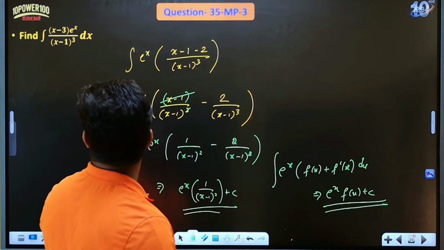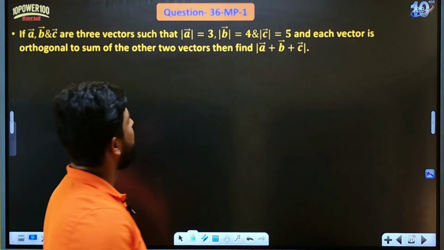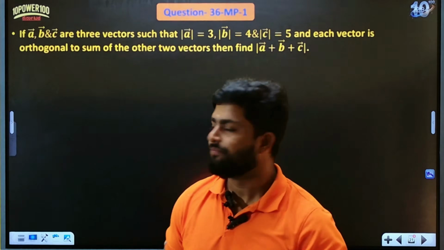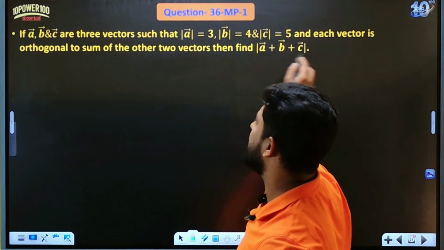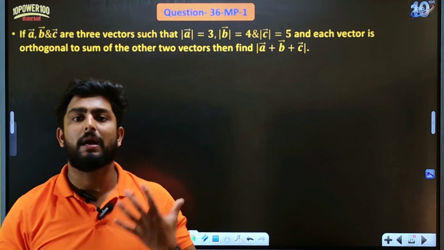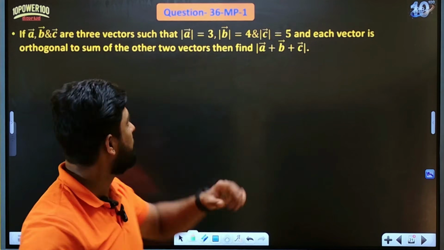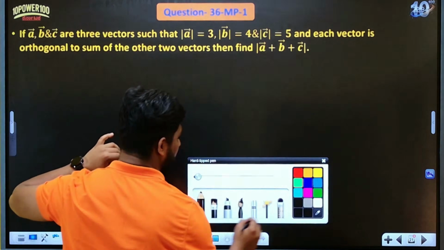Okay, so question number 35 is over. Next, question number 36. Question number 36 is from vectors. The vectors a, b, c are given. Each vector is orthogonal to the sum of the other two. Orthogonal means perpendicular. Orthogonal means it is a perpendicular condition. So this is a simple question. There is a format for how to write this, kids.